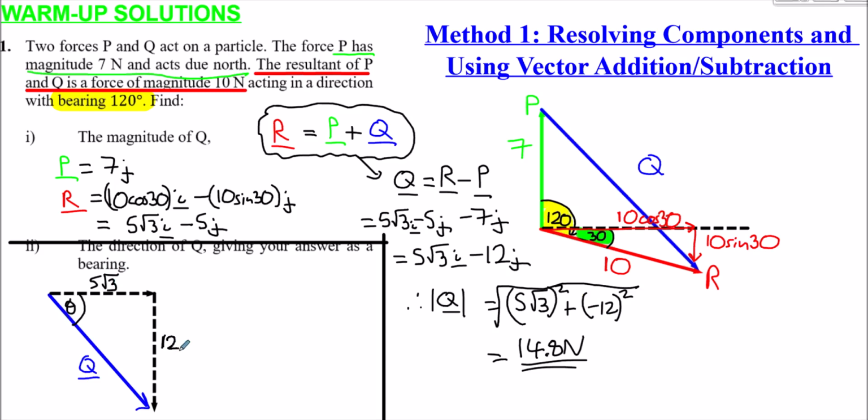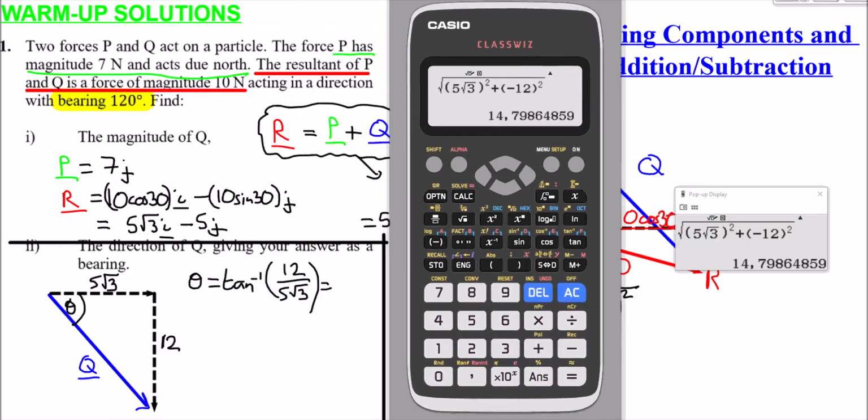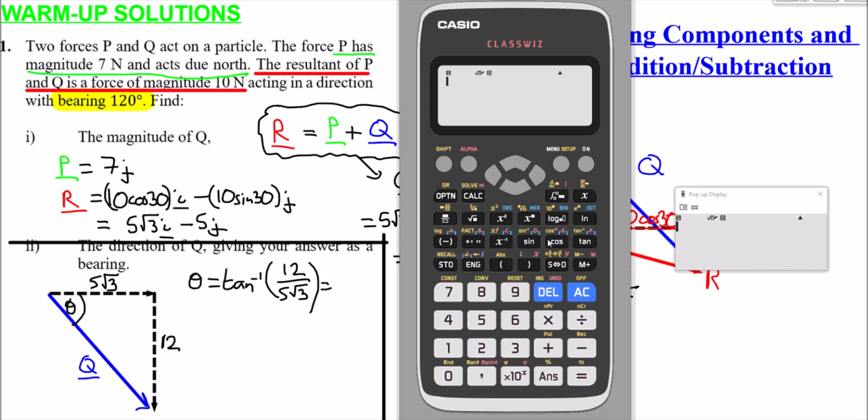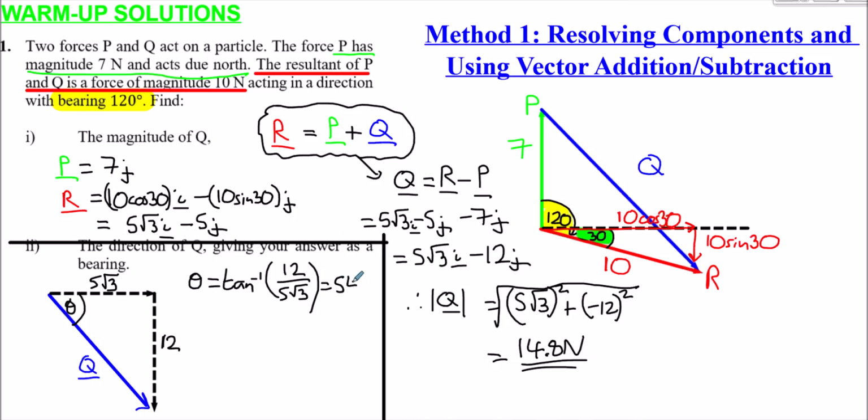So now we know the opposite side, which is 12, and the adjacent, which is 5 root 3. So we can work out theta by using tan minus 1. So theta equals tan minus 1, opposite divided by the adjacent. So if we now do this, shift tan minus 1, 12 over 5 root 3, we get 54.2 degrees to three significant figures.